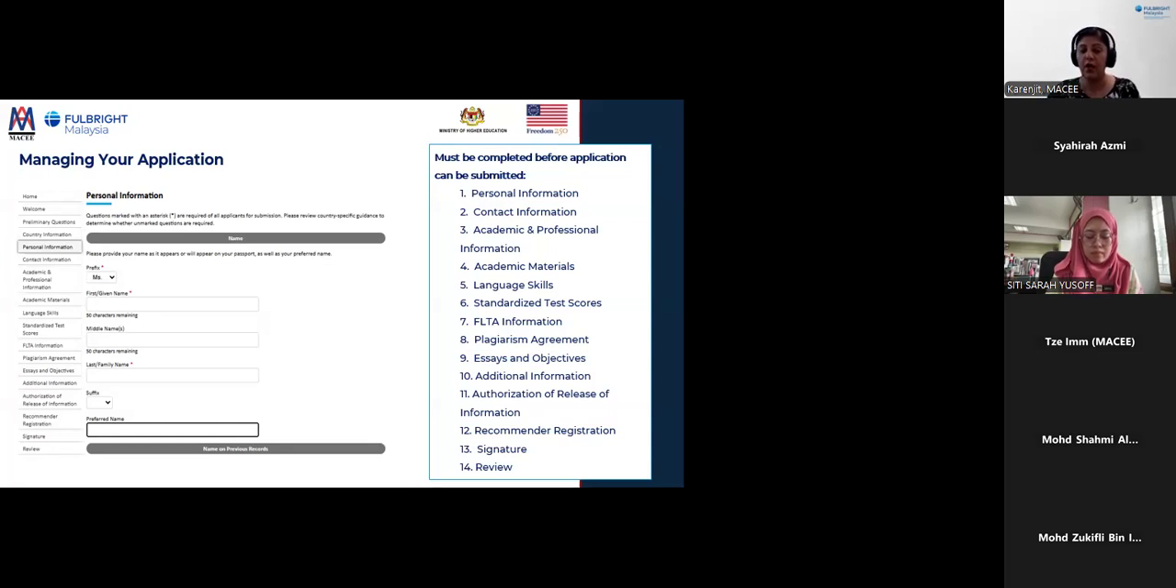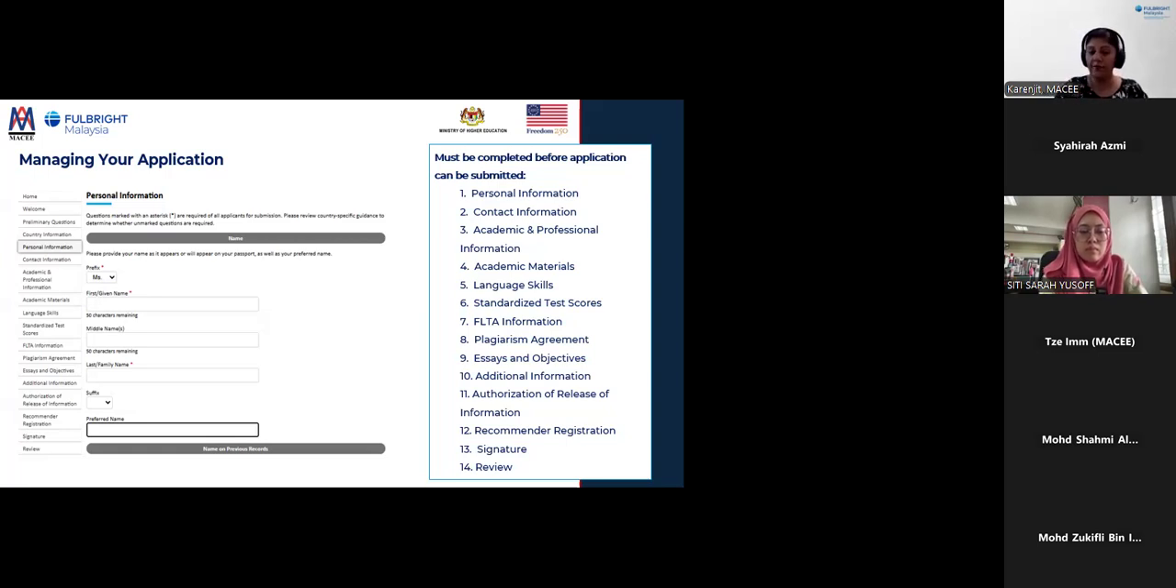And for the authorization to release the information, this is where you actually have to give us information about your recommenders. Authorization to release the information means that you're giving the right for them and also for us to review the information that you are going to submit, and also the information that your recommenders are going to provide on your behalf. Okay, all right. In terms of recommender registration, this is where you'll be putting information like your recommender's name as well as their email address.